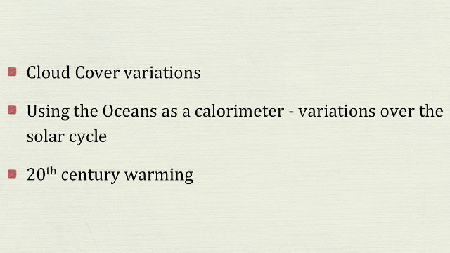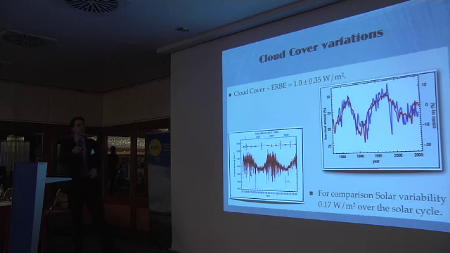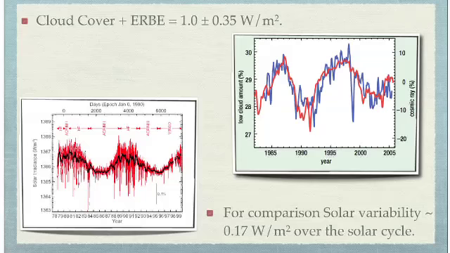Okay, so you can use the cloud cover changes with measurements from the Earth Radiation Budget Experiment satellite, and you find that the change from solar minimum to solar maximum associated with the cloud cover corresponds to about 1 watt per square meter, which is a lot. It's comparable to the change in the energy budget associated with the anthropogenic forcing over the 20th century.